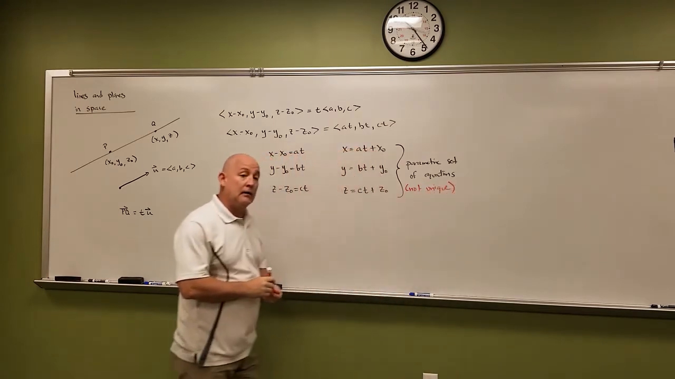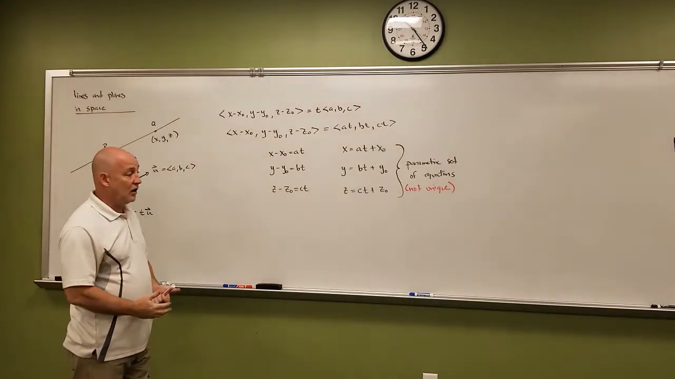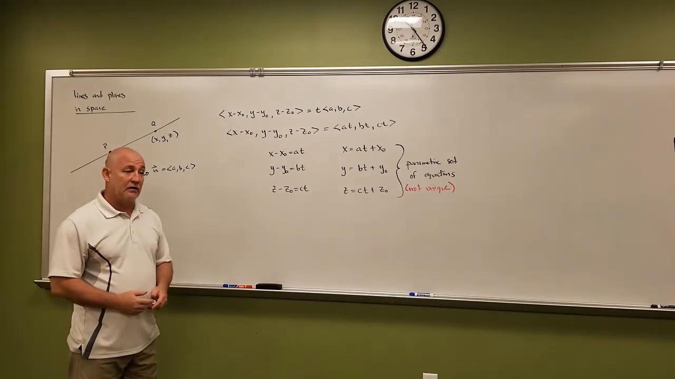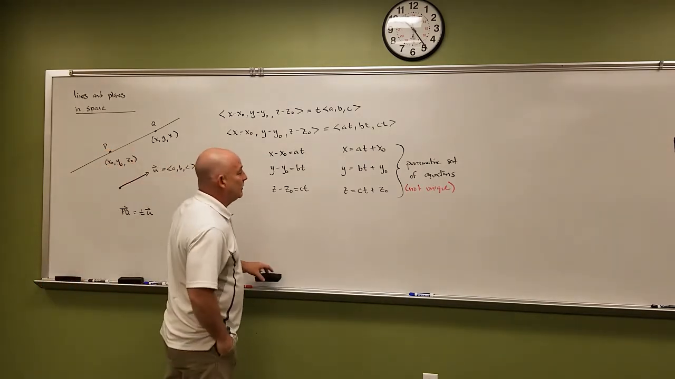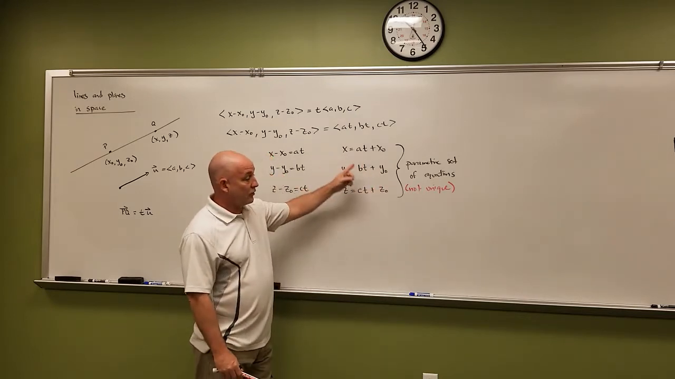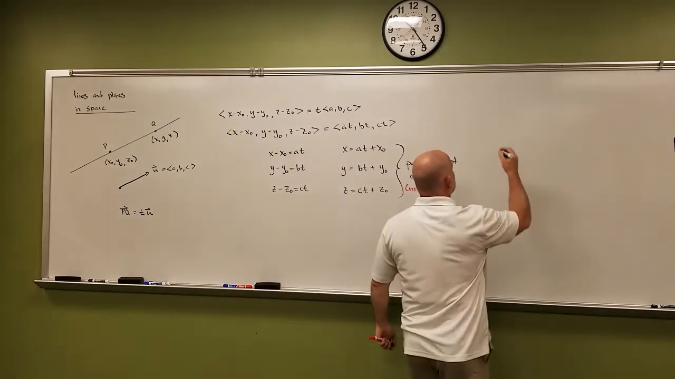That's good news and bad news. The good news is you can have a lot of different combinations to represent the exact same line. The bad news is you may not end up with the same equation the back of the book has, but most of the time it's going to be pretty close. Now this is called the parametric set of equations for a line. There's another way to represent these, and it's called the symmetric form.